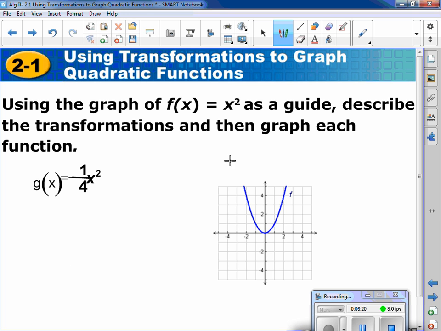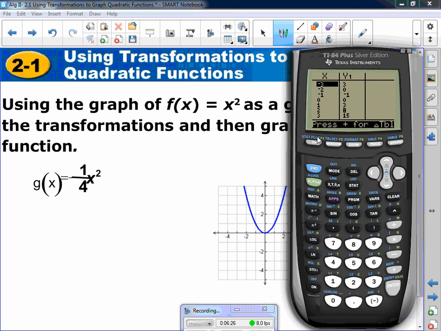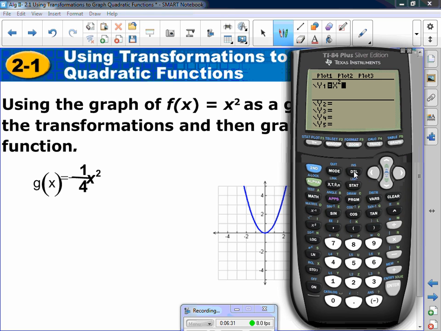Now it's hard for me to take it and manipulate it 1/4 this way, so I'm going to do it on the calculator. We'll put our parent function, and the second one's 1/4 x squared. I'll make mine a darker line. There's the first one. 1/4 x squared.